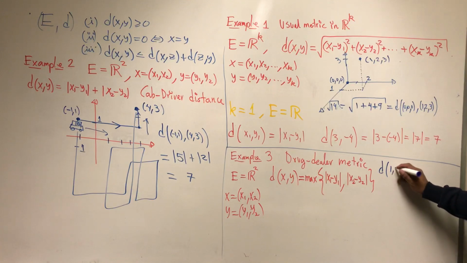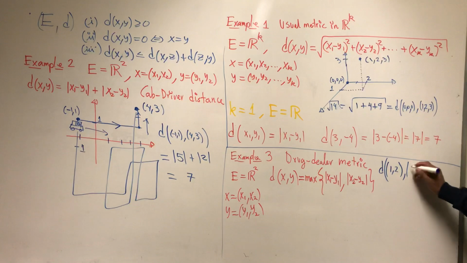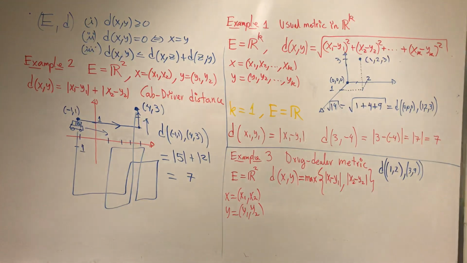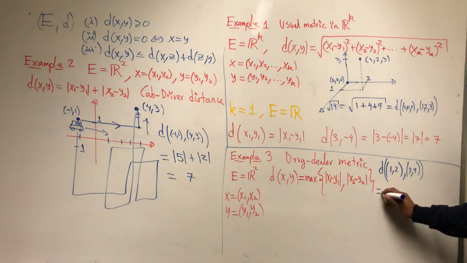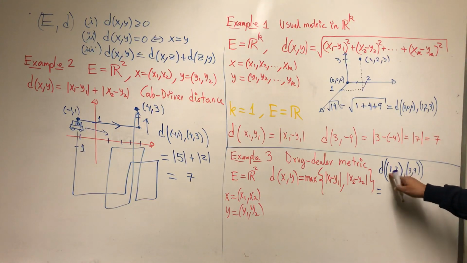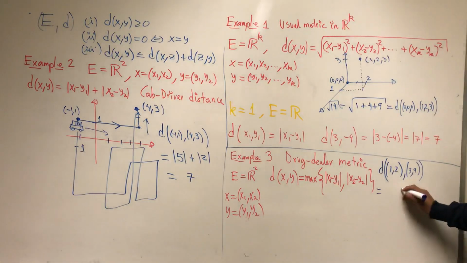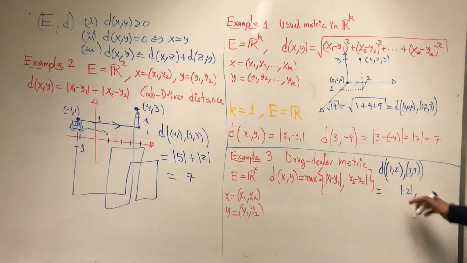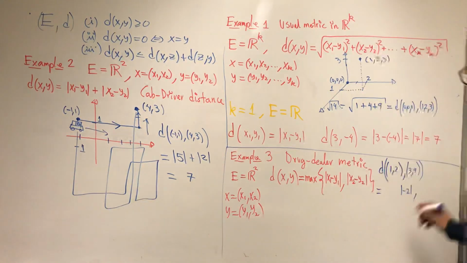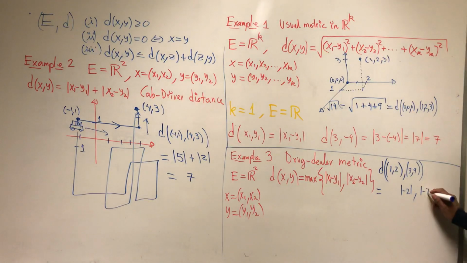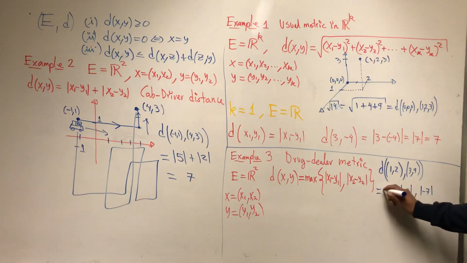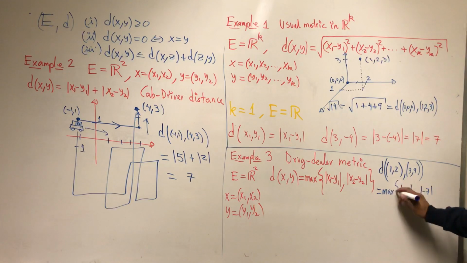1, 2 all the way to 3, 9? What will be the distance? Well, the way you do it is take 1 minus 3. And how much is 1 minus 3? Negative 2. So the absolute value of negative 2. And then take 2 minus 9. 2 minus 9 is negative 7. Take the absolute value and take the maximum of those numbers.